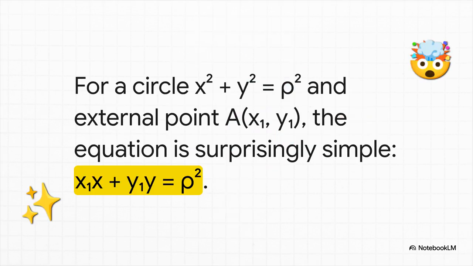Well, this line has a special name. It's called the polar line. And get this, its equation is shockingly, beautifully simple. For a circle centered at the origin, the equation is just this. I mean, look at that. It's so clean and elegant. It looks almost identical to the equation for a tangent line at a point that's actually on the circle.